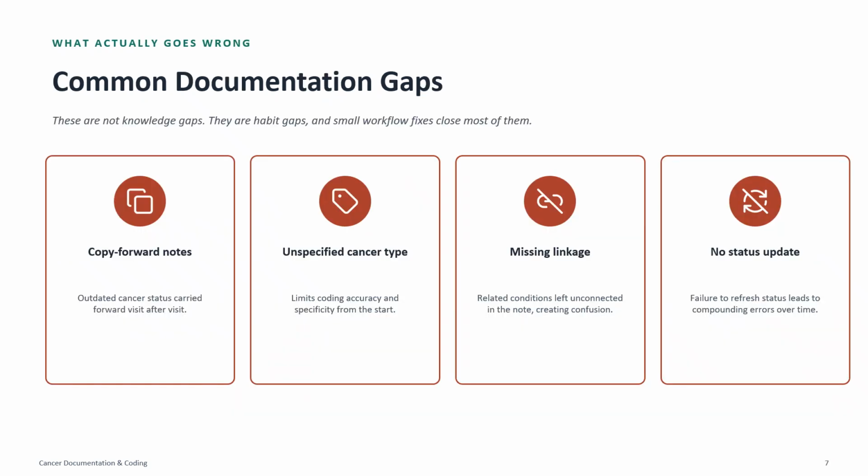So the biggest issues I see are not knowledge gaps, but habit gaps. Copy-forward documentation, otherwise known as cloning, often carries an outdated cancer status forward for months. Unspecified cancer types limit how accurately we can code, and missing linkage between the related conditions creates confusion for anyone reading the chart later. And failing to update status is what compounds all of this into errors over time. So these are workflow issues and they get fixed with small intentional adjustments, not a big training overhaul.